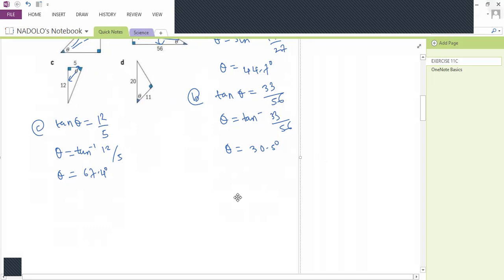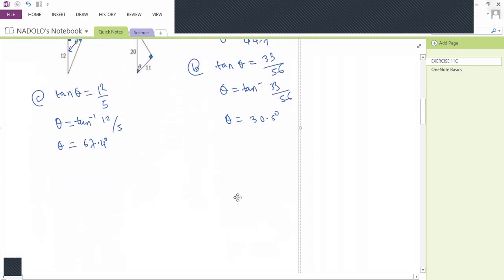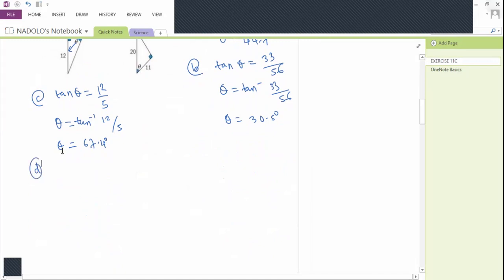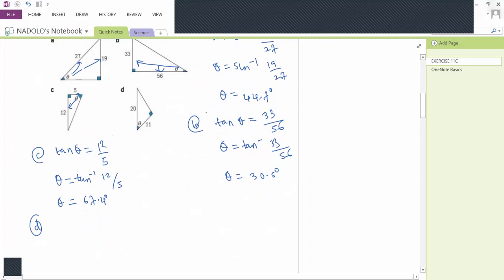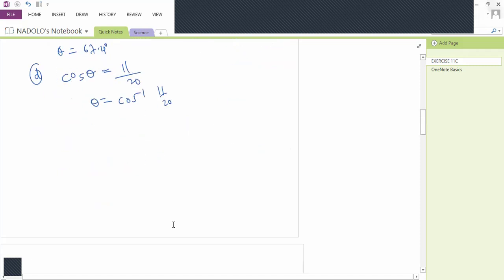Okay, so to part D, look at the angle theta, and we look at where 90 is. 90 is here. So this angle has a hypotenuse and it has an adjacent. The acronym that has adjacent and hypotenuse is cos. Cos of that angle should be given by adjacent divided by hypotenuse. For us to get the angle theta, you have to do cos inverse of the fraction, 11 over 20. So theta is equal to cos inverse 11 over 20.